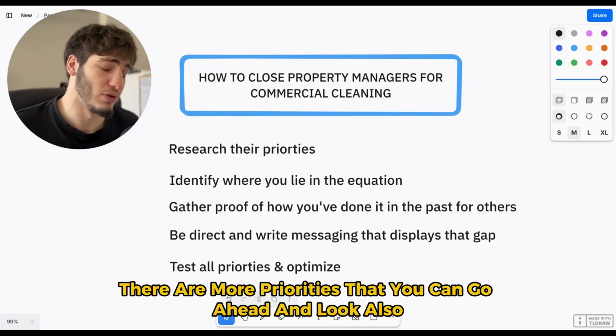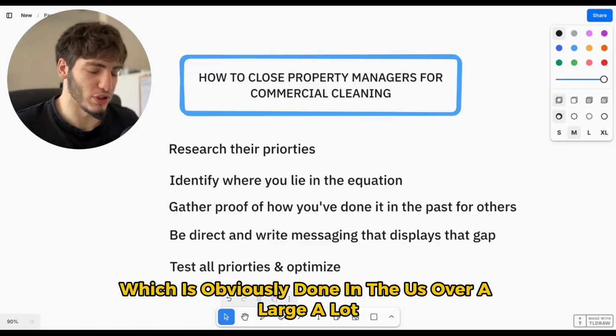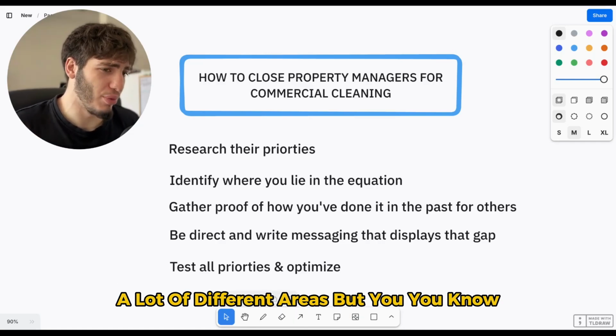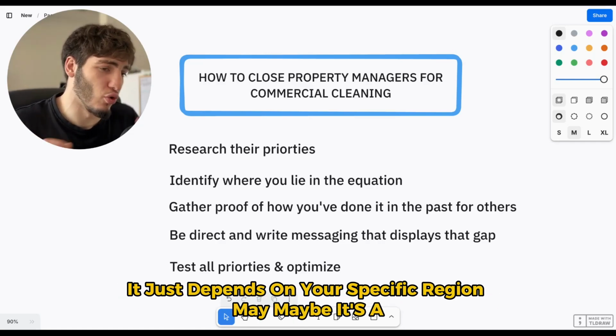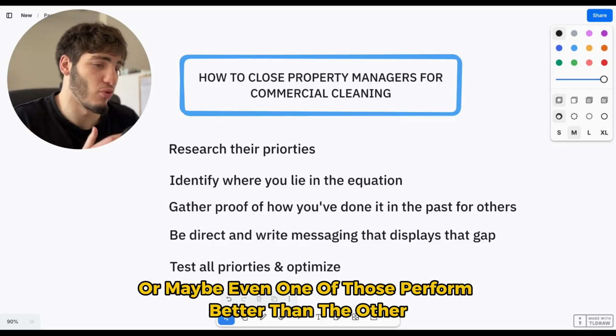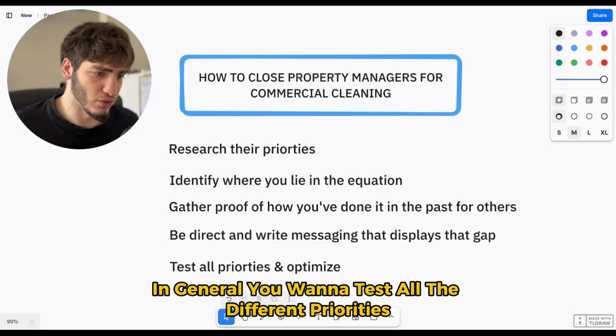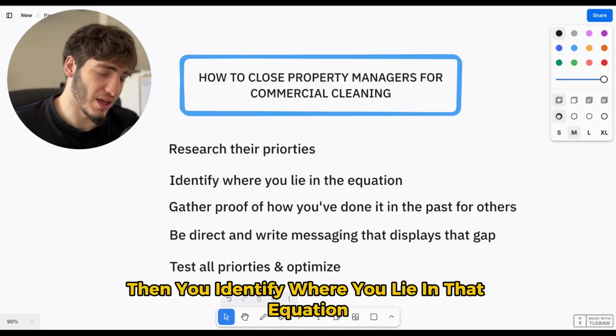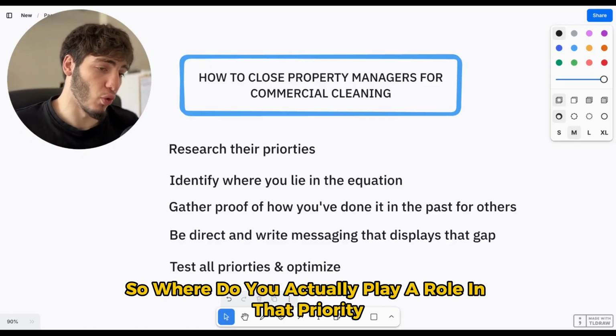Of course, there are more priorities that you can go ahead and look into. Also, this is based on our data, which is obviously done in the US over a lot of different areas. But it just depends on your specific region. Maybe it's an outlier or maybe even one of those performs better than the other. In general, you want to test all the different priorities. Then you identify where you lie in that equation. So where do you actually play a role in that priority?